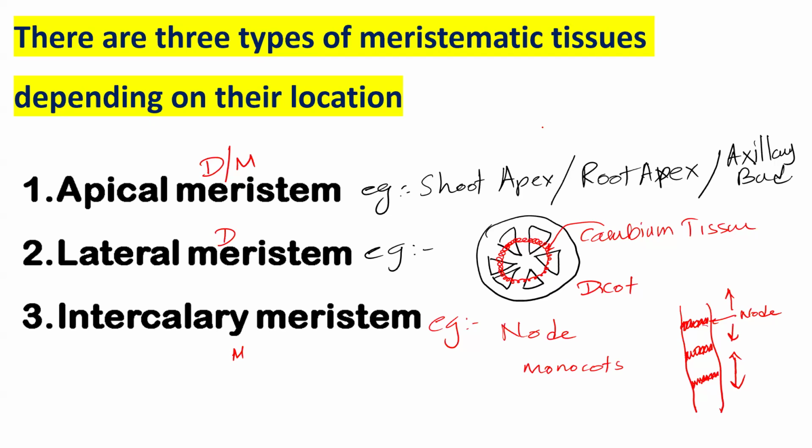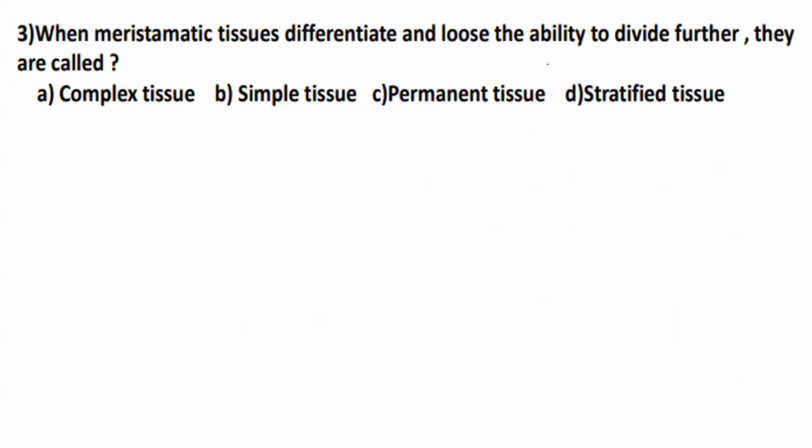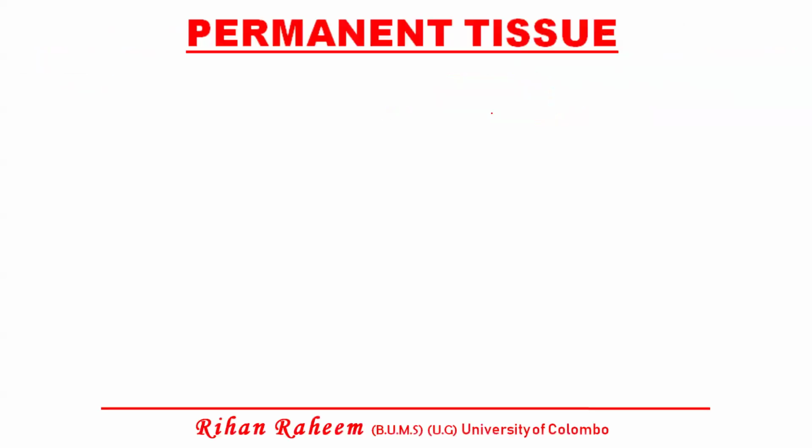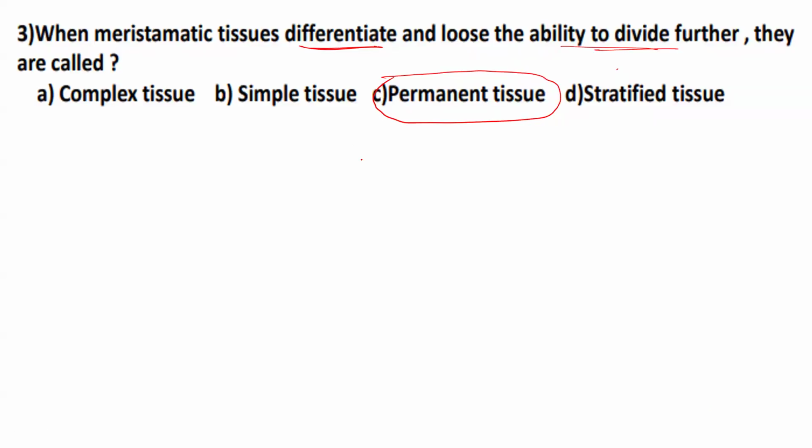Okay, shall we move to the next one? Third question. When meristematic tissue differentiates and loses the ability to divide further, they are called... Commonly they are called permanent tissues, no? Later, permanent tissue is classified according to the number of cells and the type of cells, either simple permanent or complex permanent, but generally they are called permanent tissue. Permanent tissues do not have the ability to divide.